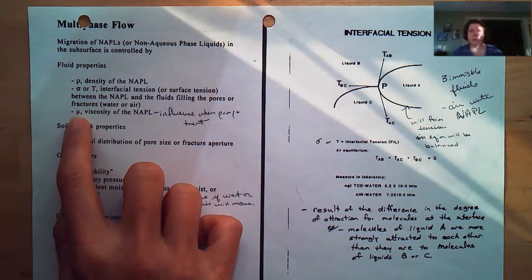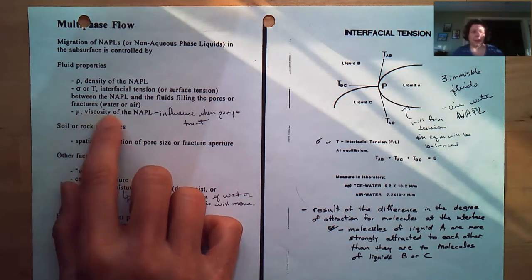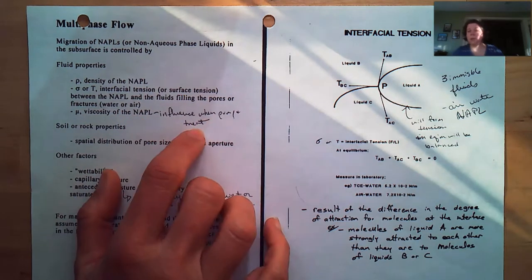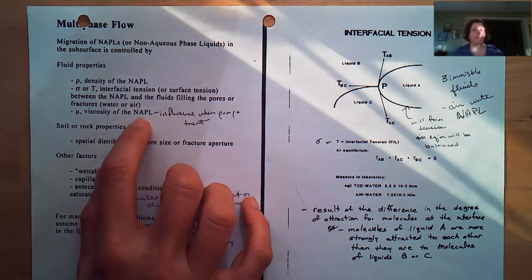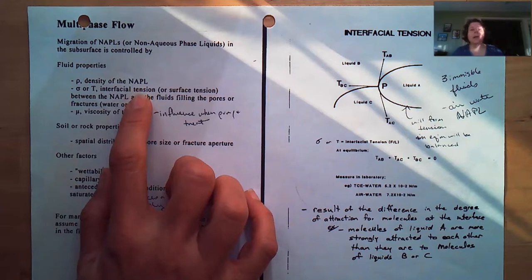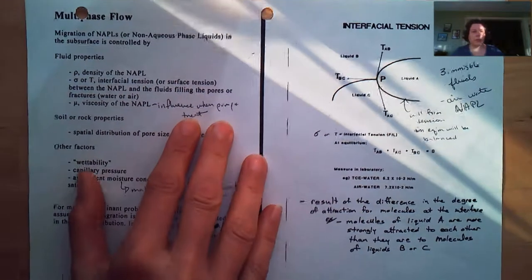And then we also have to deal with the viscosity of it. So how easy is it for it to flow? And this will influence the pump and treat that happens inside of it. Viscosity, so something like TCE actually has lower viscosity than water. So it flows pretty fast and easy. It's a D NAPL, and then we'll talk about interfacial tensions.